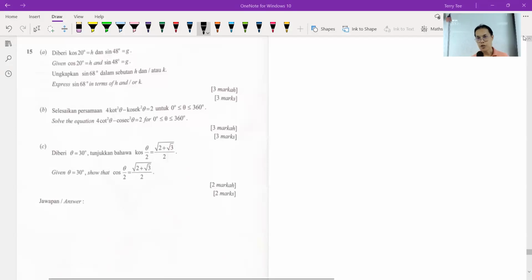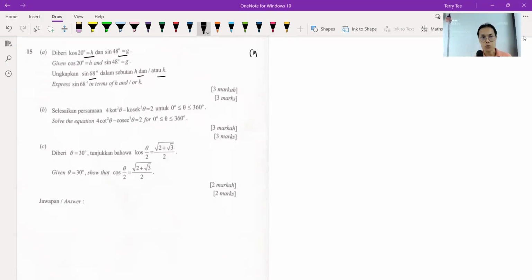Okay, last question from the chapter Trigonometry, trigonometric function, Fungsi trigonometri. So we're given, diberi, cos 20 is h, sin 48 is g. Ungkapkan sin 68 dalam sebutan h dan g.